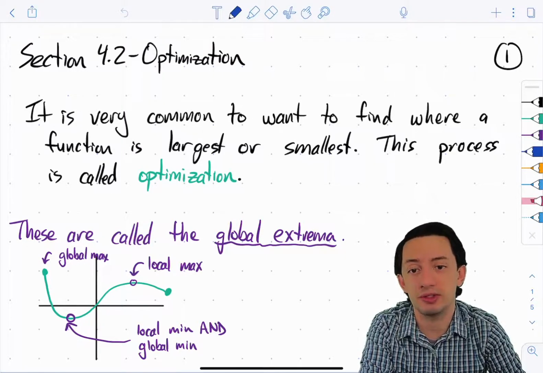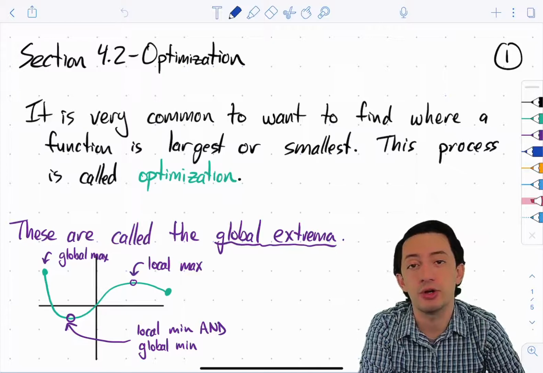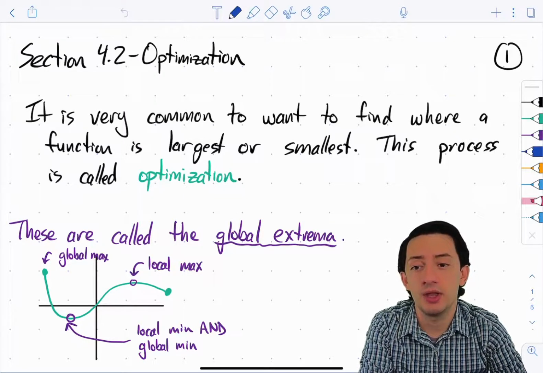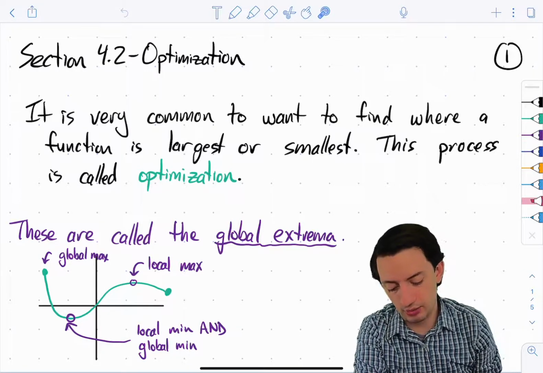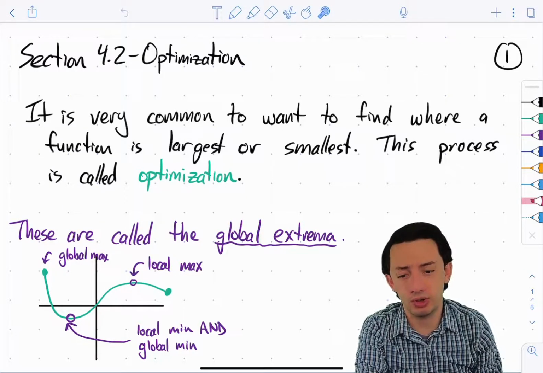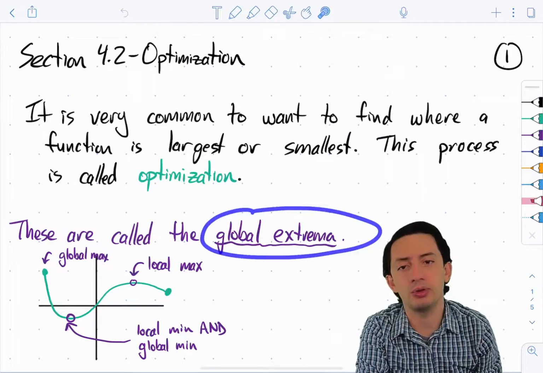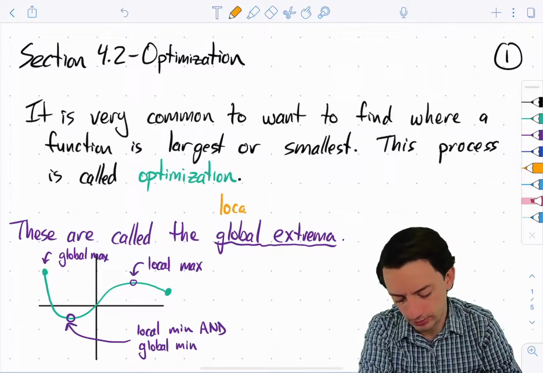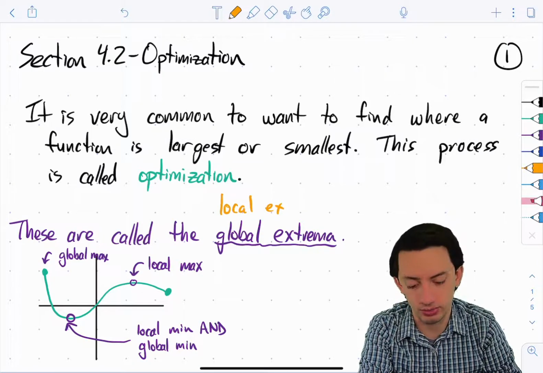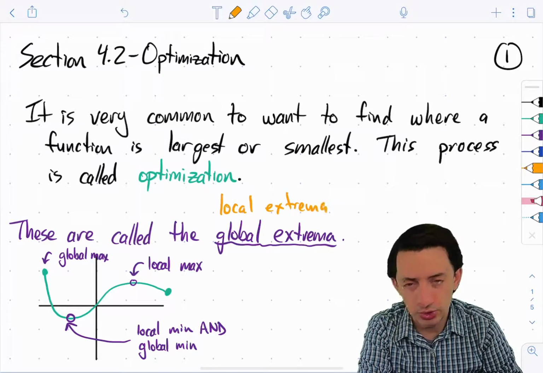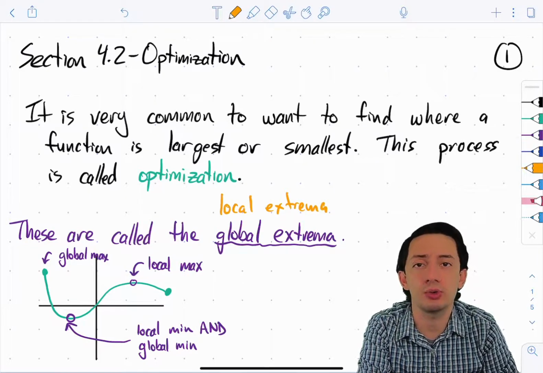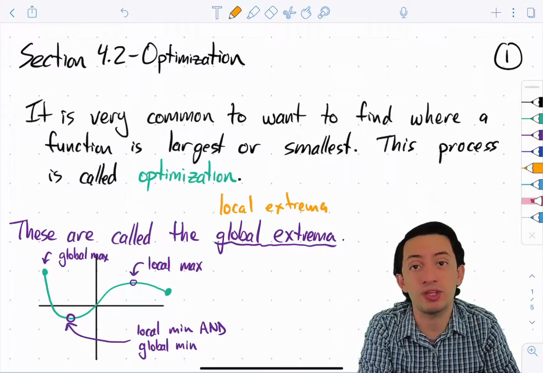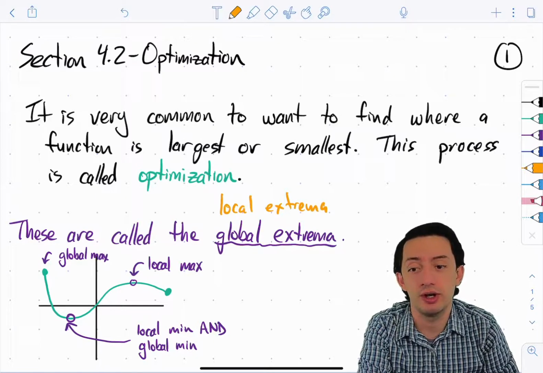So one thing that's very common in lots of areas of science is that you have some function that measures some quantity and you want to know where it's largest or smallest. That's called optimization. To find the points where they're largest and smallest, those are what we call the global extrema. Now in 4.1 we talked about local extrema, local minima and local maxima. Those are the points where they are lower or higher than all the little points around them. When we talk about global extrema, though, we're thinking about the whole big picture of the function.